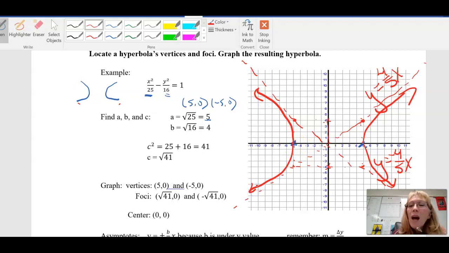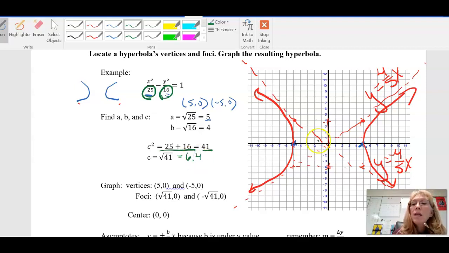Okay, I've got the general form, but it is not complete without my foci. And my foci this time, I take the 25 plus the 16 to get 41, and then the square root of 41 is, let's see, roughly 6 point something, right? Hang on, let me grab my calculator. 6.4. I should have guessed that.